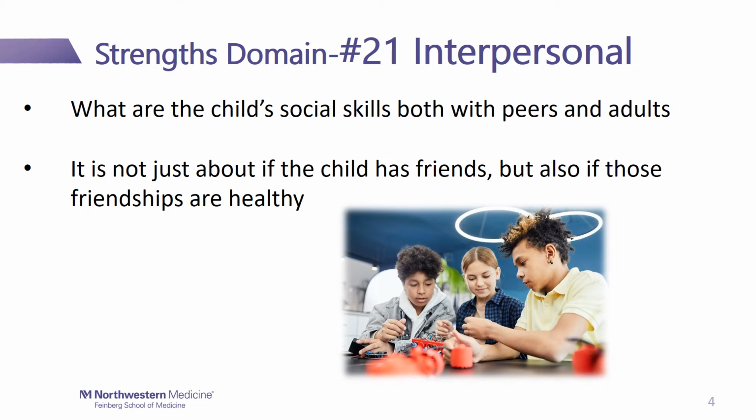A 1 is a moderate strength. The child has a history of forming positive relationships with peers or adults. Children may have at least one healthy friendship and are friendly with others. A 2 is a mild strength. The child has some social skills that have the ability to create a healthy friendship, but currently does not have any. And a 3 is no strength. The child lacks social skills and has no history of positive relationships with peers or adults.